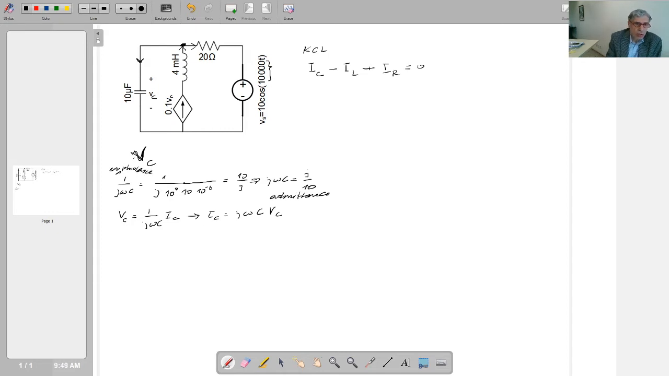For the inductor, the impedance is j omega L, j times 10 to the power 4, and L is 4 millihenry, 4 times 10 to the power minus 3. So that's going to be 40j. What about Vs? Vs as a phasor is going to be 10 e to the power j times the independent source angle, which is 0, so that's going to be 1. That is the phasor.